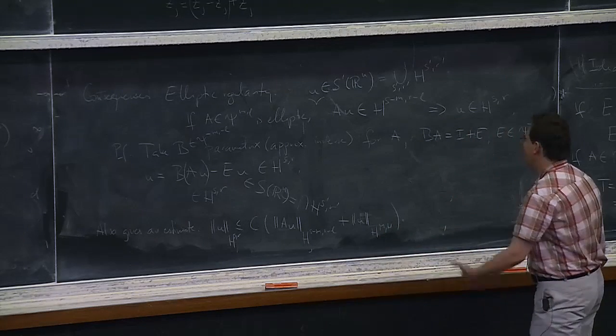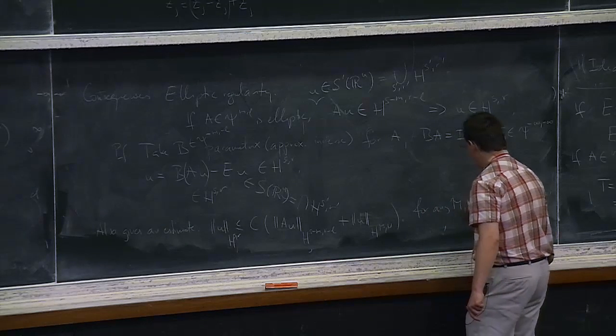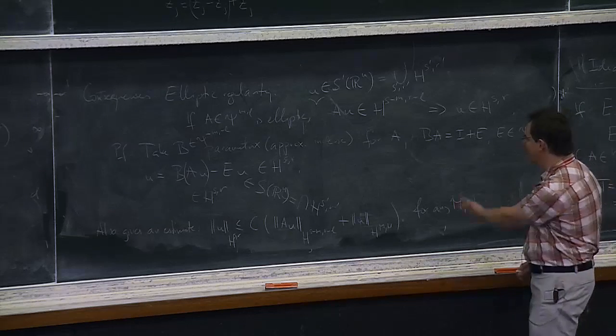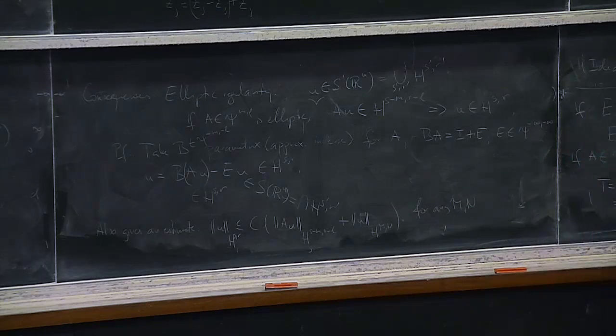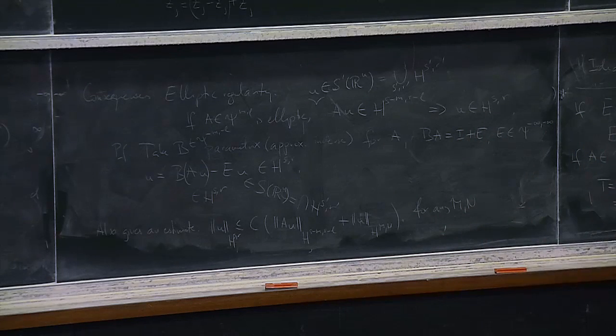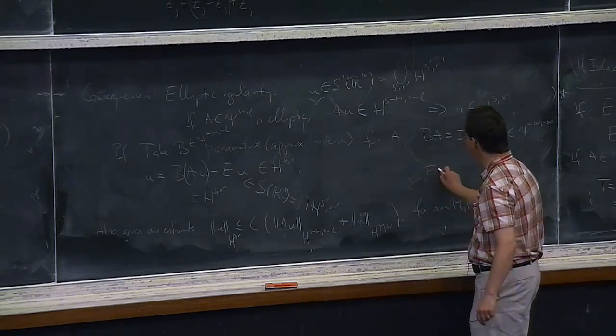You have an estimate like this for any M, N, meaning C, of course, will depend on M, N. You don't think of really varying M, N. M, N are going to be your favorite very negative numbers. And then there's a C such that this estimate holds. So this is the basic elliptic estimate. This is really the Fredholm estimate that we needed. Remember before, this is really a Fredholm estimate.